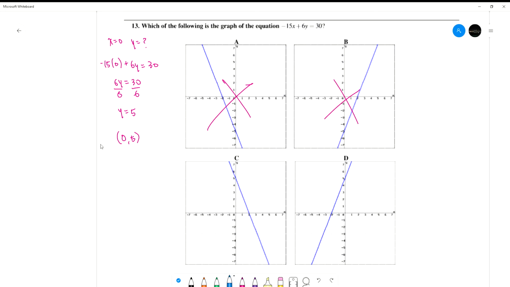Next, I make y equals 0 and solve for x. So I have -15x, sorry, plus 6 times 0 equals 30. So -15x equals +30. Divide by -15, and we get x is equal to -2. That means my ordered pair is -2, 0. Where do I see -2, 0? Right here. The answer choice D. Any questions?